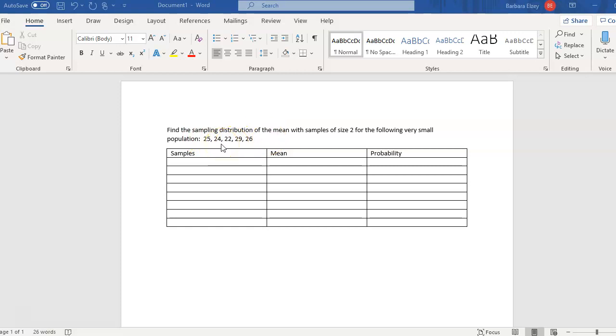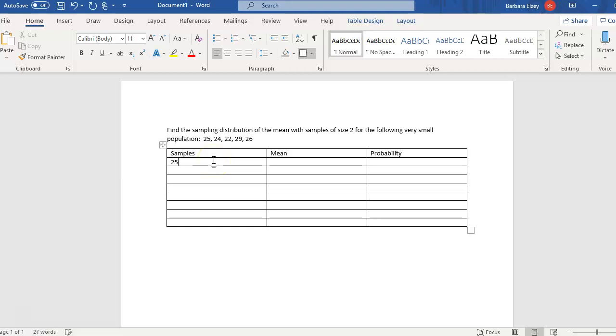Now, of course, most of the time we're not going to have a population so small, but we'll see that we really need a small population to do this example. All right, so let's list all samples of size 2 that we could take from this population of 5 objects, whatever they might be.